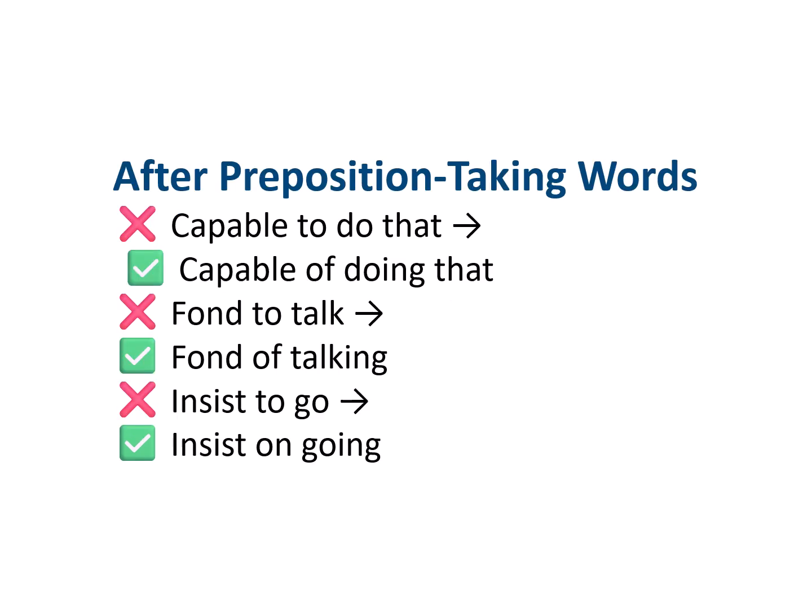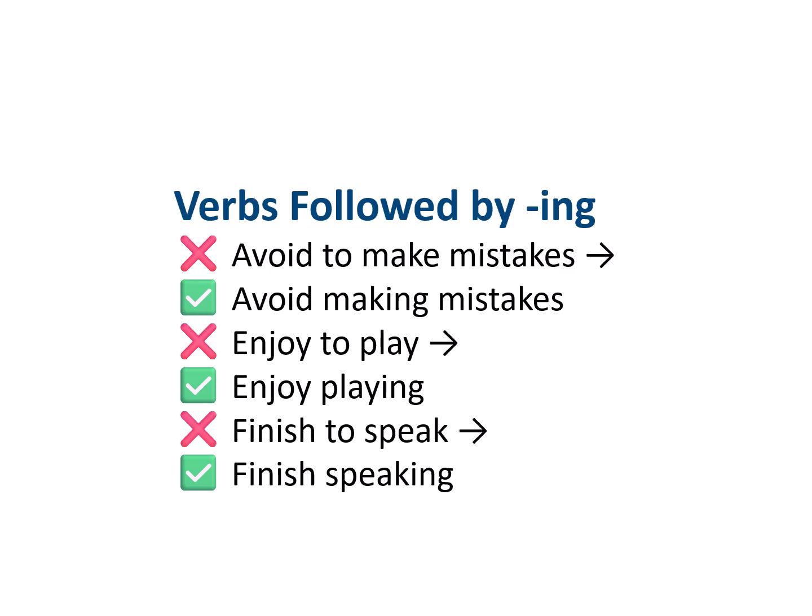Some adjectives and verbs are followed by prepositions, and then a gerund. Capable of doing, fond of talking, insist on going, these are natural English forms. Certain verbs are always followed by the ing form: avoid, enjoy, finish, go on, mind. So, say avoid making mistakes, not avoid to make mistakes.